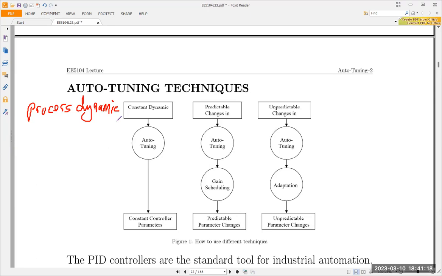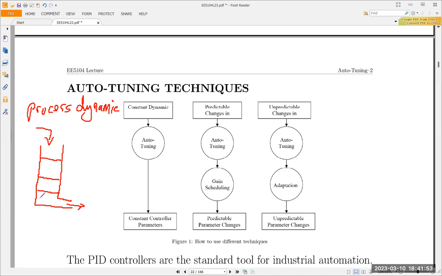Okay? Then a simple example would be a spherical tank that looks like that. Very common in the industry. You need to control the level of chemical in the tank. This is the input, this is the output. Maybe a chemical reaction takes place here. Now, whether the level is here or here or here, because the cross-sectional area of the tank is uniform, the gain is uniform, the time constant is uniform.